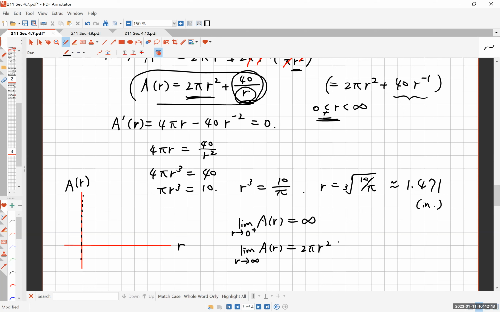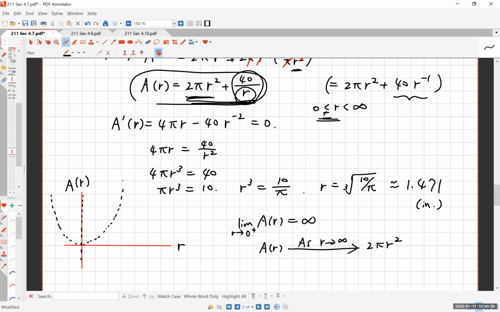Now, this is not a good way to write this. Let me go ahead and not write it this way, because I hate to write limit is equal to and then another function here. So what I should say is, as r approaches infinity, A of r, remember the last term becomes closer and closer to 0. This becomes closer and closer to 2 pi r squared. Now, 2 pi r squared is a parabola with a coefficient 2 pi, which is like 6.28 something. So the graph of A gets closer and closer to 2 pi r squared.